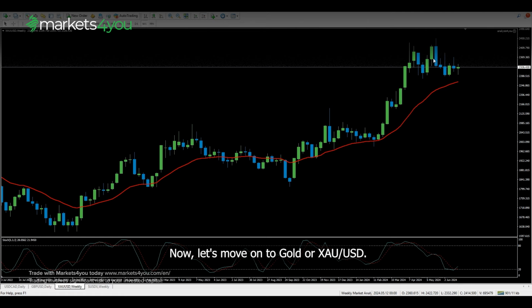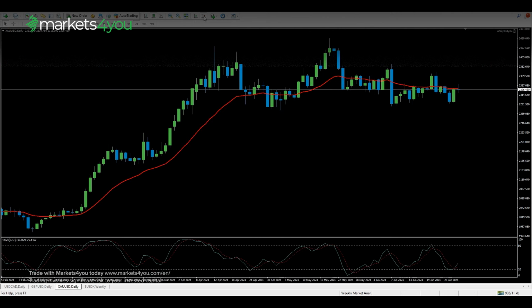Now, let's move on to gold or XAU/USD. The pair has moved in consolidation, showing that gold traders are waiting for a clearer direction, which may be provided by this week's US jobs report. The weekly chart shows a cautious move, with the stochastic trying to cross higher near the oversold area, suggesting that the price might move higher.